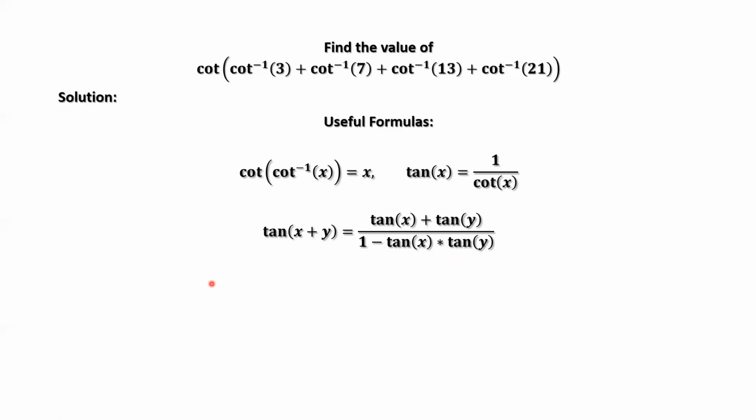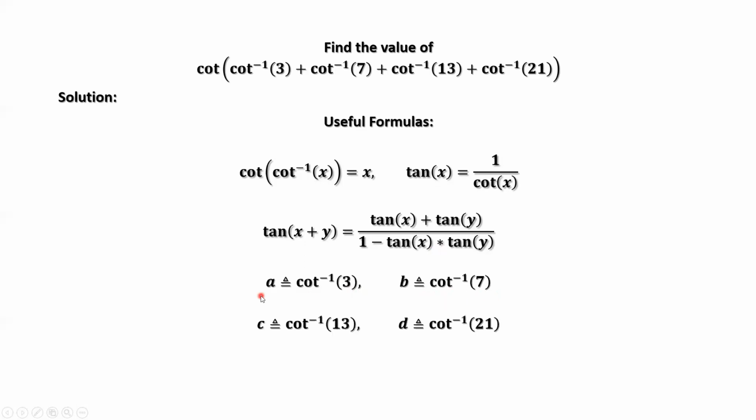Here, we define 4 angles. A equals inverse cotangent of 3. B equals inverse cotangent of 7. C equals inverse cotangent of 13. D equals inverse cotangent of 21.